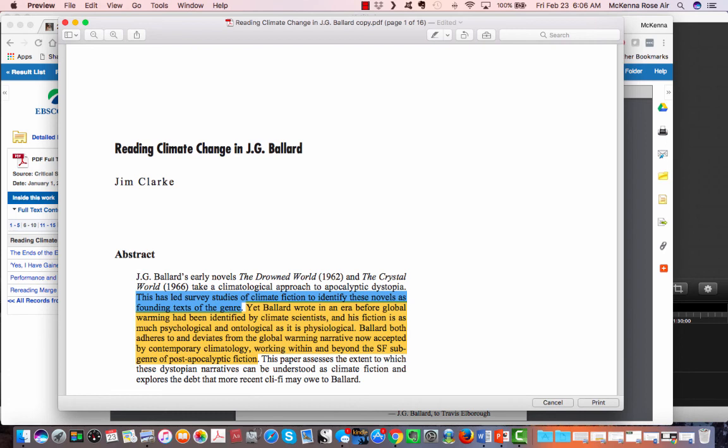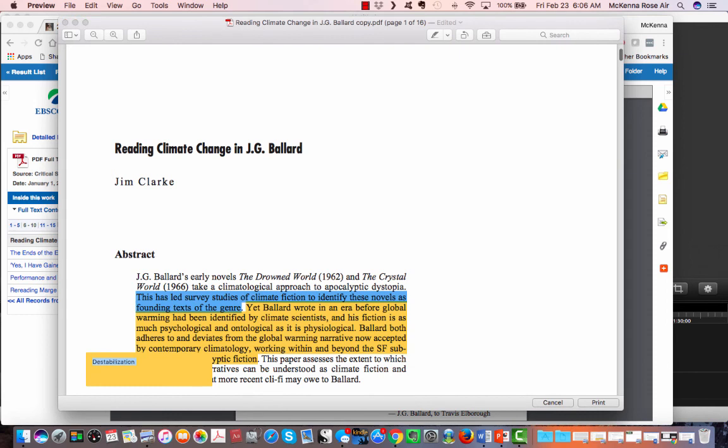Surveys, studies of climate fiction identify these novels as foundational texts of the genre. However, he wants to say, you know what, there's a problem of interpretation. Because Ballard wrote in an era before global warming had been identified, his fiction is as much psychological and ontological as it is psychological. Ballard both adheres to and deviates from the global warming narrative now accepted by contemporary climatology, working with and beyond the science fiction subgenre and post-apocalyptic fiction.